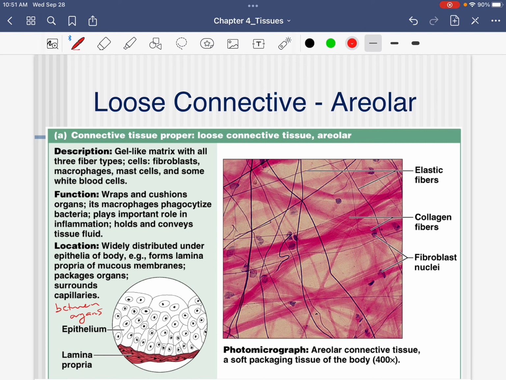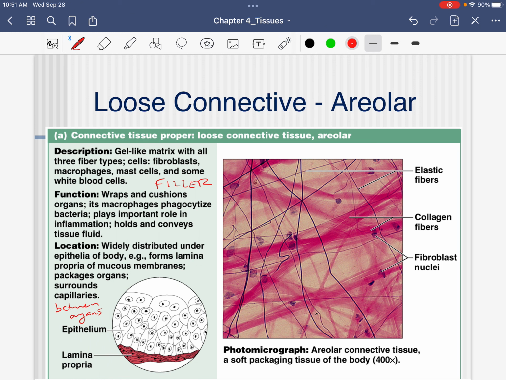It does wrap and cushion, but this is the truest sense of the word. This is like filler. I give the example of packing peanuts. If you're mailing something and the box is bigger than whatever it is you're mailing, you probably want to fill the rest of the box with something to cushion it. So that's kind of what areolar connective tissue is in our body.